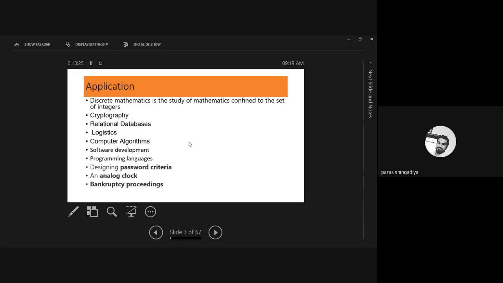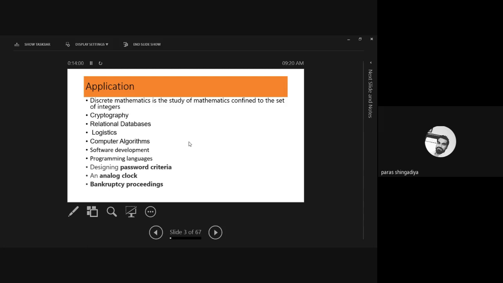Discrete mathematics is the study of mathematics confined to the set of integers. Set of integers means we have the 4 sets: N, Z, Q, R. N means set of natural numbers. Z is set of integers, all the whole numbers, negative to positive. Q is a set of rationals and R is set of reals. So here we define this discrete mathematical concept on the set of integers.